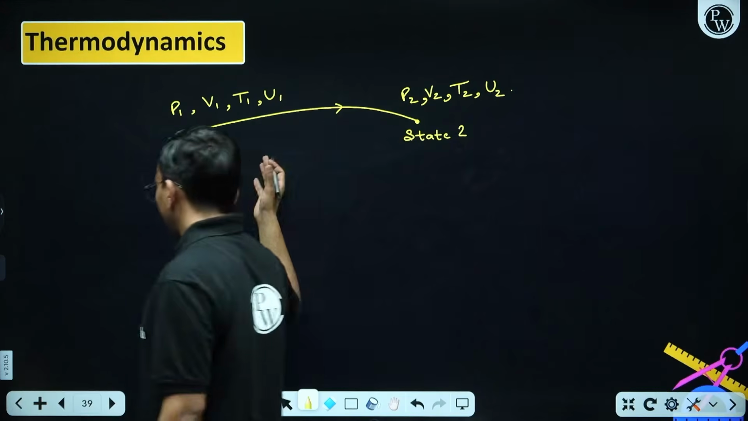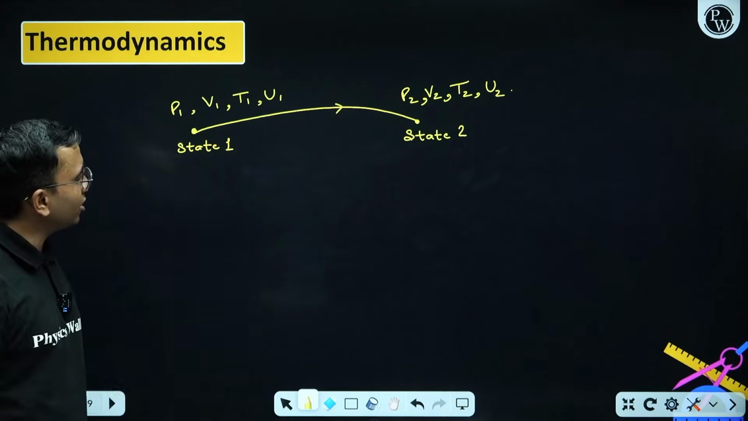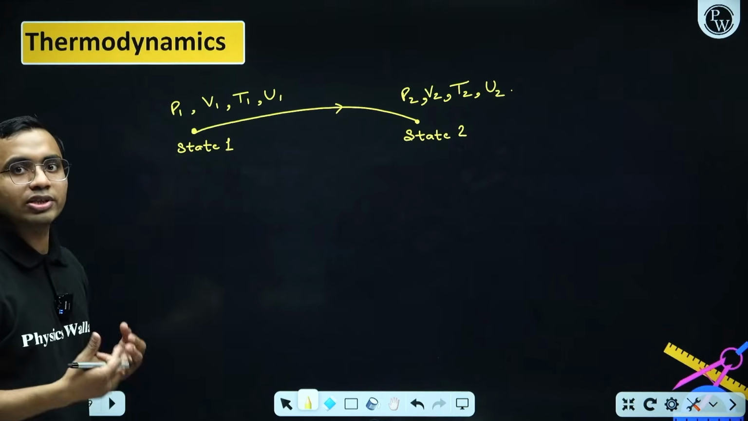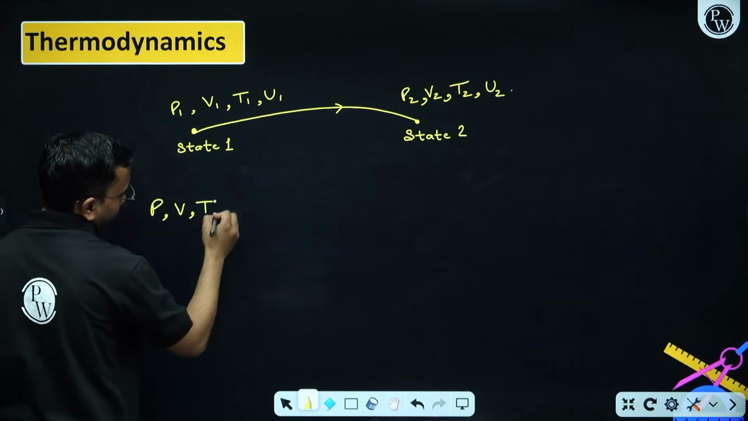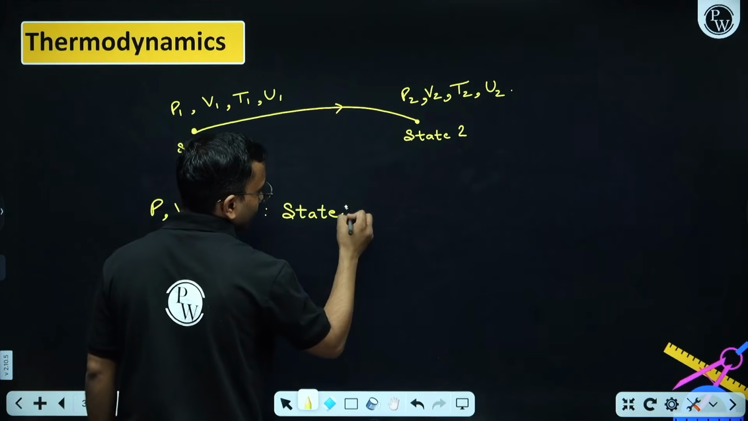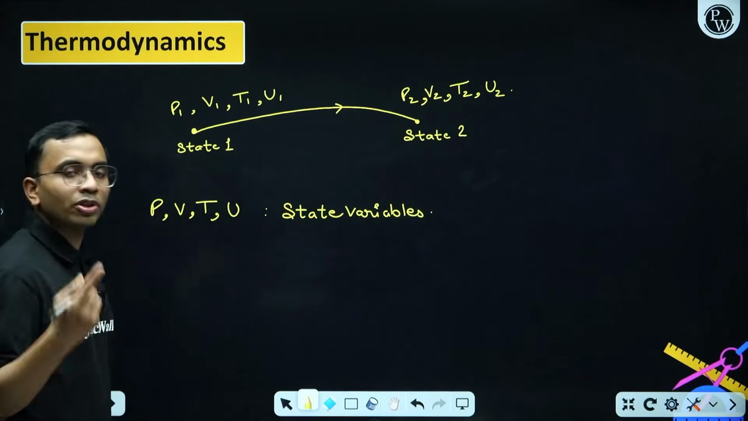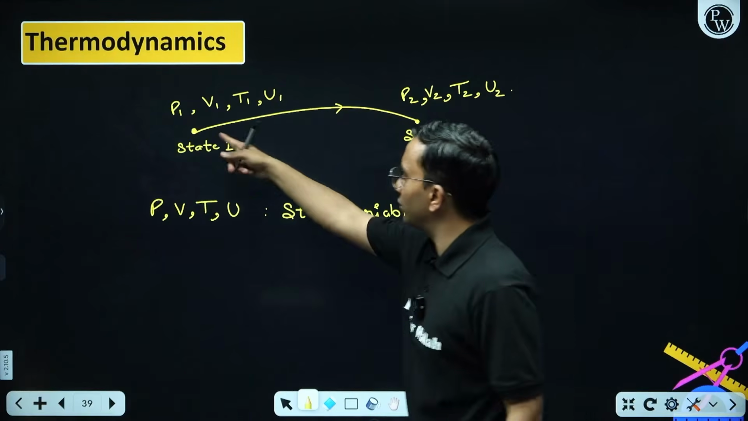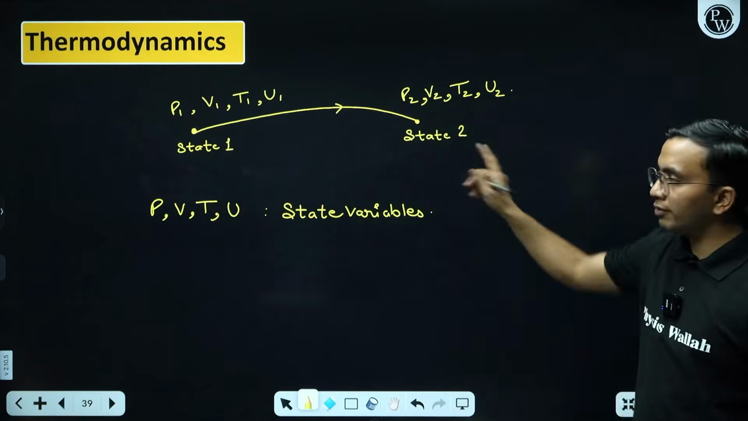Or the internal energy. Temperature and internal energy are similar, as internal energy is proportional to temperature. Now pressure, volume, temperature, these are the state functions or the state variables. These are my state variables. They do not depend upon the path, they depend upon the state there. It doesn't matter which path you come by. If you are coming here, the state here will be this.